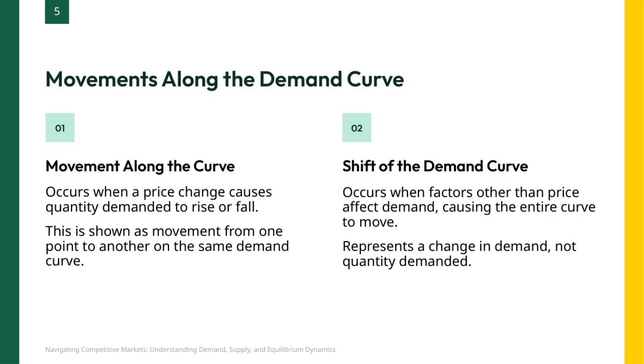On the other hand, a shift of the demand curve occurs when factors other than price influence demand. This causes the entire curve to move either to the right or left, indicating a change in demand itself, not just the quantity demanded at a specific price. Understanding the difference between these two helps us analyze market behavior more accurately.